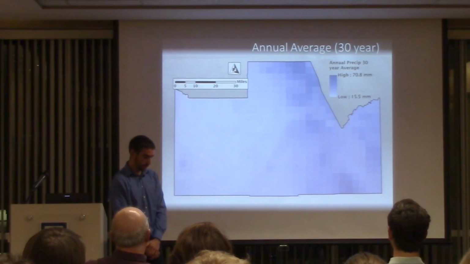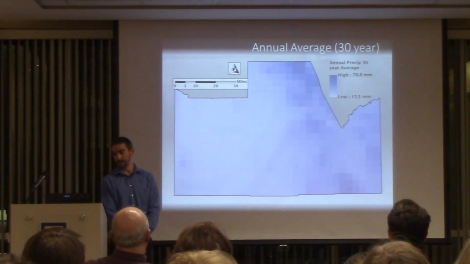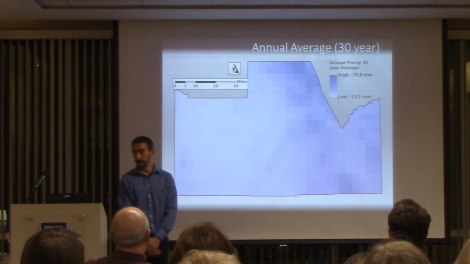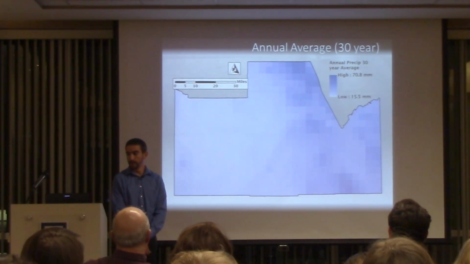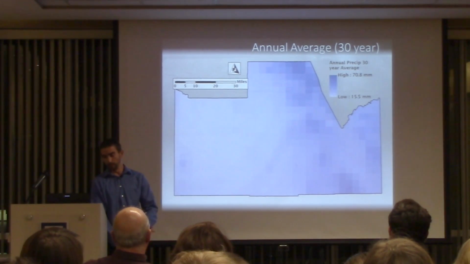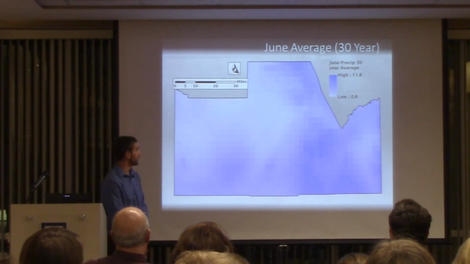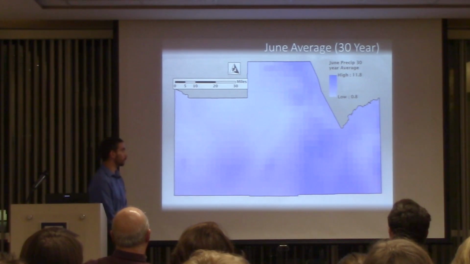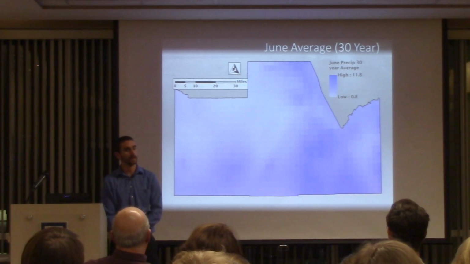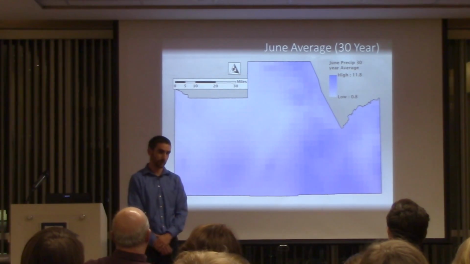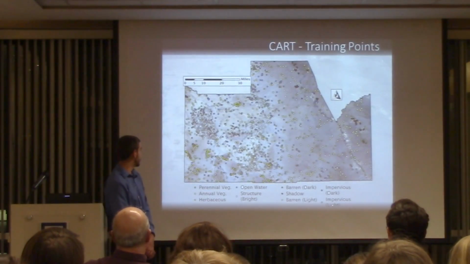I want to talk about precipitation real quick. This is from the PRISM data sets. This is the annual average over a 30-year period for the entire county. So it's pretty variable with some really dry and then the mountainous regions getting a lot more precipitation. June, on the other hand, is much less variable, which is important because most of my imagery was from June, and I was looking at annual and perennial vegetation, so I didn't want any localized green up confusing my data sets. Pretty small standard deviation, 2 millimeters.